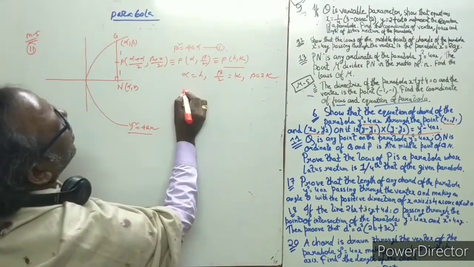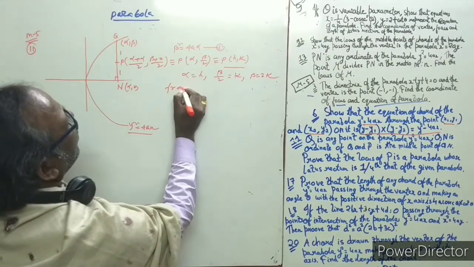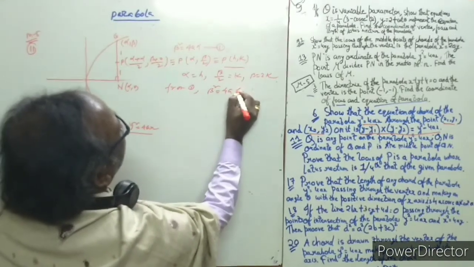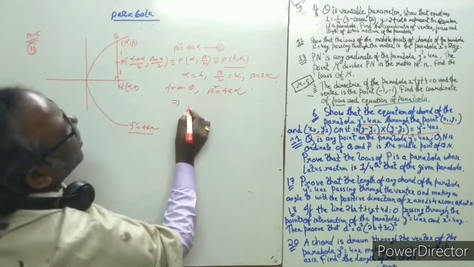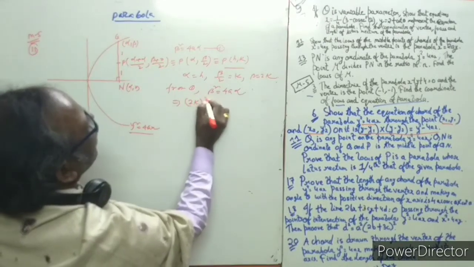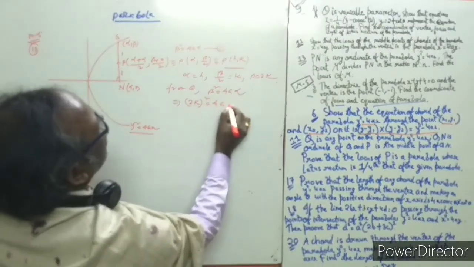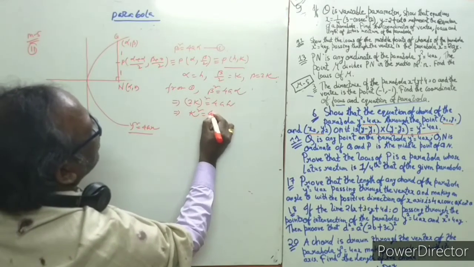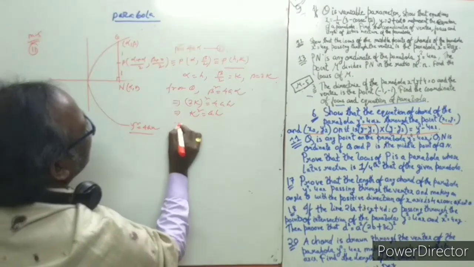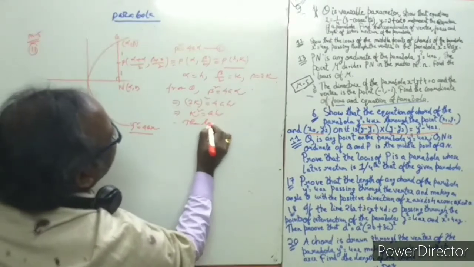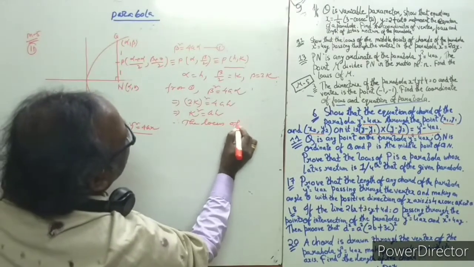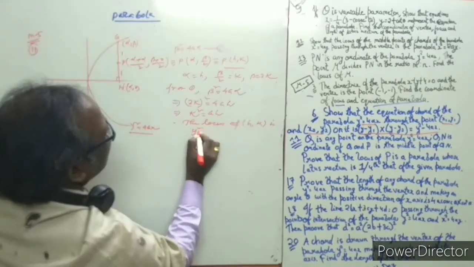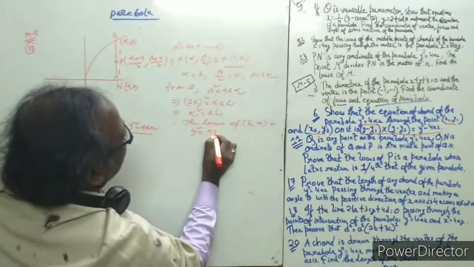So now from 1 we can write beta square equal to 4a alpha. So beta square: (twice k) whole square equals 4a into h. So k square is equal to ah. Therefore, the locus of h comma k is y square is equal to ax.